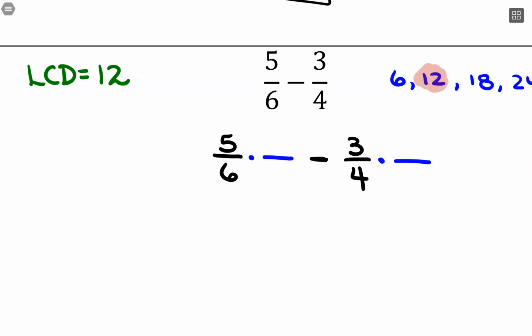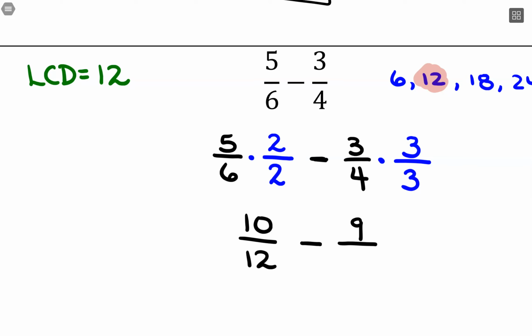So for the 5/6, to get a denominator of 12, I would need to multiply by 2, and whatever I multiply the denominator by, I multiply the numerator by the same thing. So 5 times 2 is 10, over 6 times 2 is 12. And then we have subtraction. And then over here, to get a denominator of 12, I need to multiply by 3. So 4 times 3 is 12, and I need to do the same thing to the numerator. So 3 times 3 is 9, over 4 times 3 is 12.